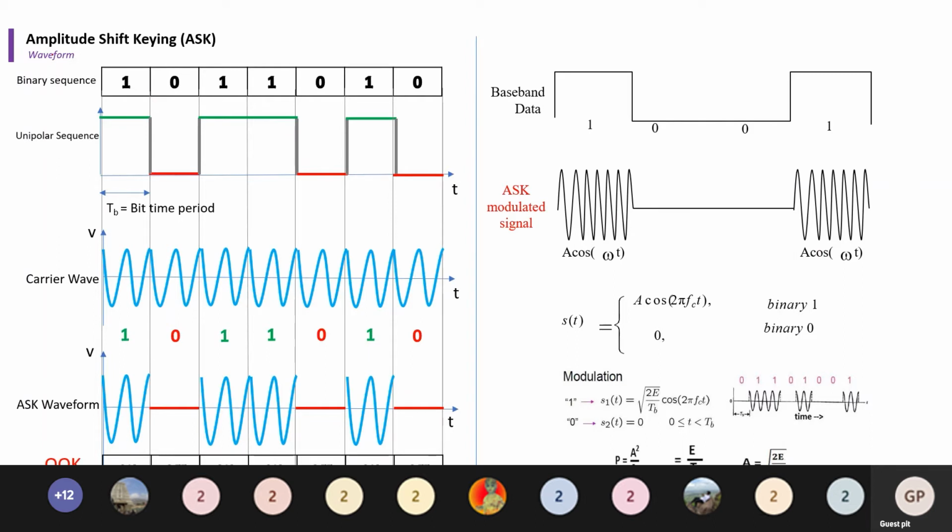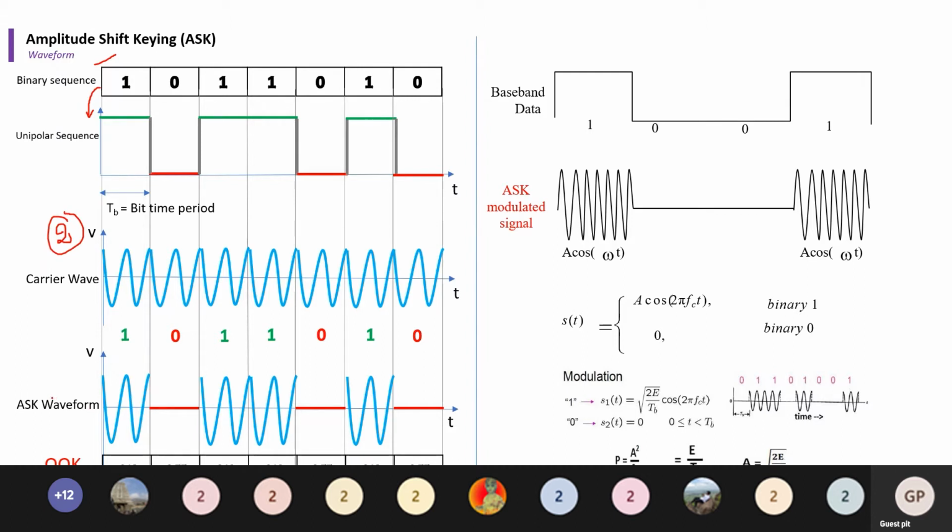So the first topic here is amplitude shift keying. As you can see, the first data is binary data, logic 1, 0, 1, 0. The next step is that we convert it using a unipolar encoder. Here we have changed the binary data into a waveform. The time period for all the binary bits is TB. And the second signal we have here is the carrier signal, which is analog in nature.